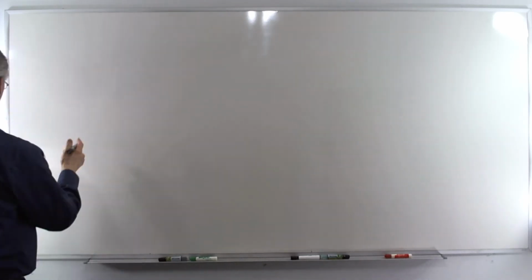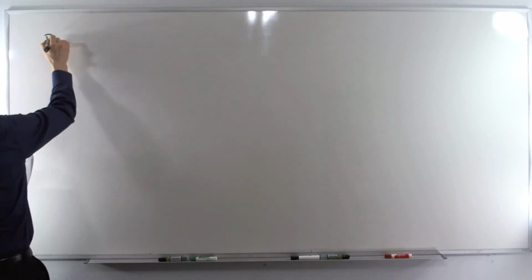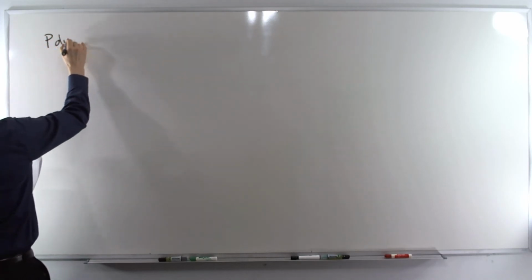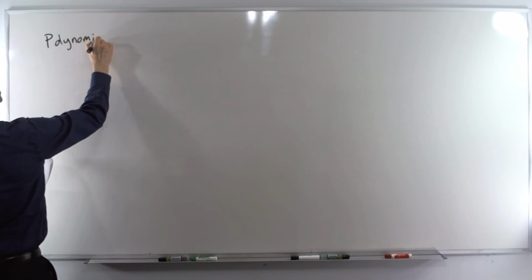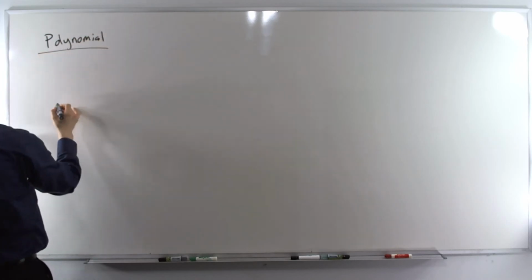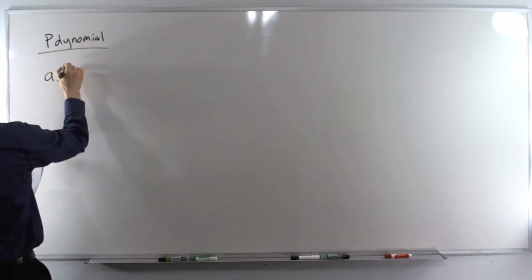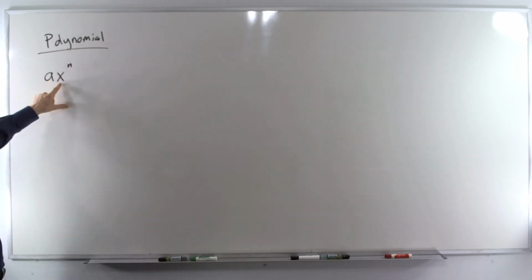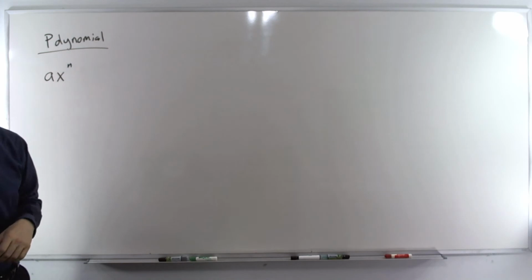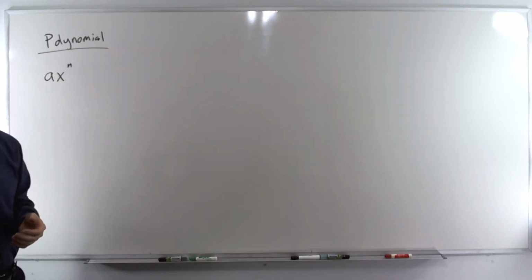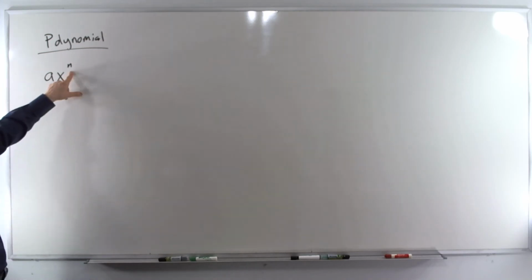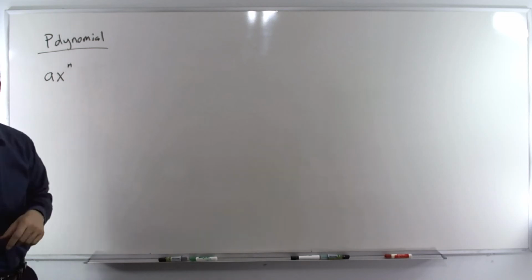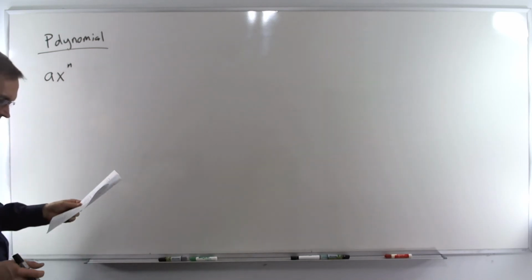Now, a polynomial is a specific type of function with terms in a specific format. All the terms have this format: some number times x to the nth power, where n is some integer. Actually, n is some natural number. So we're not going to have any negatives, only positive values for n, and only whole numbers.